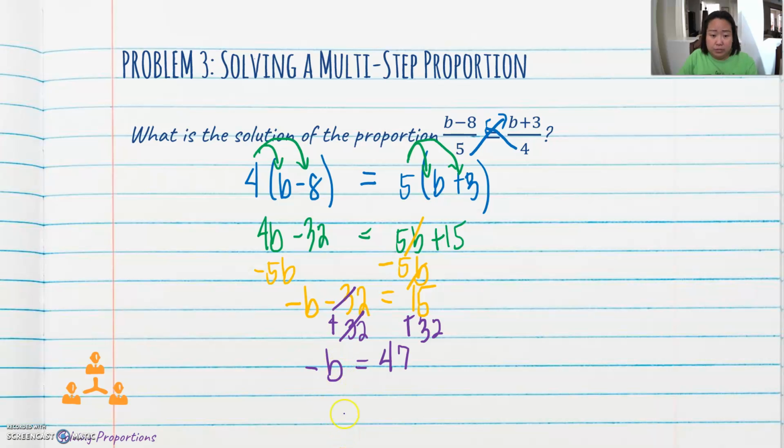Now we have two options to get rid of the negative. We can either multiply by negative 1 or divide by negative 1, or simply just switch out the sign. So negative b now becomes positive b, positive 47 now becomes negative 47. So whenever you have your multi-step proportion, you just simply do the cross product, and then you can apply what we have learned on solving a multi-step equation or variables on both sides.